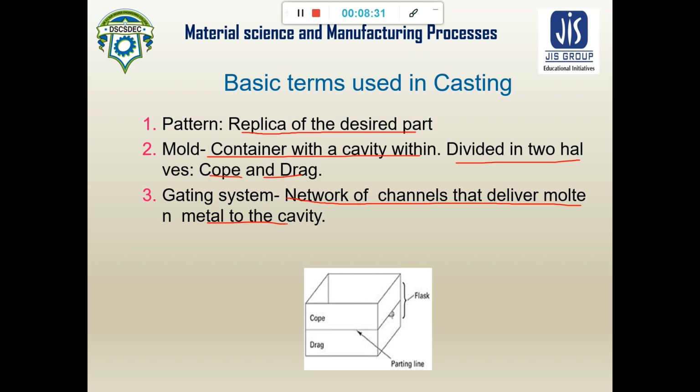So these three things are very important in casting. What are those three things? Pattern, mold and gating system. And what is a pattern? A pattern is a replica of our desired shape.